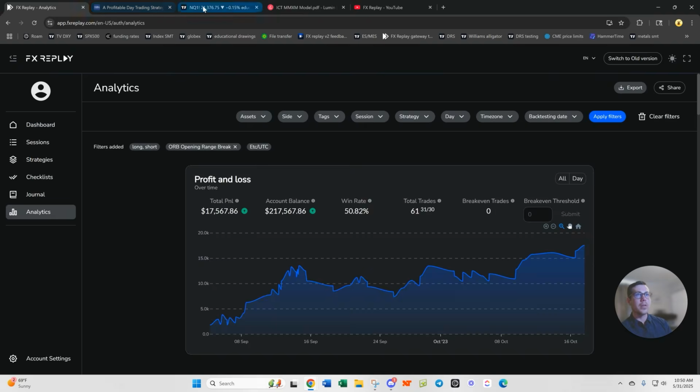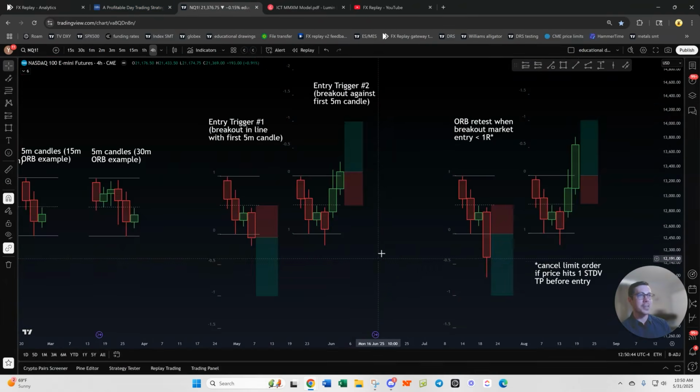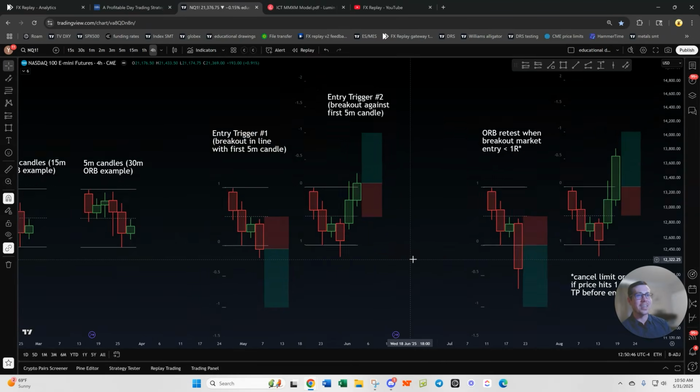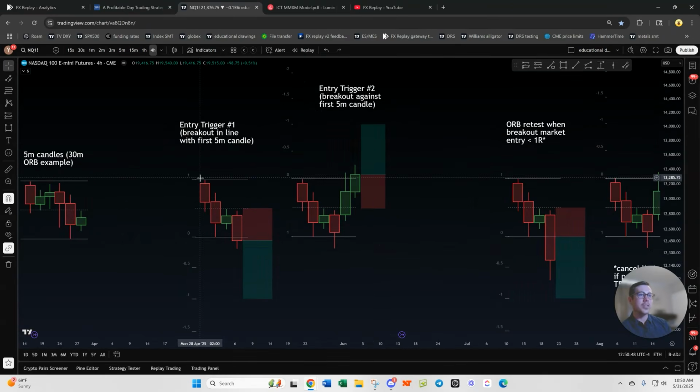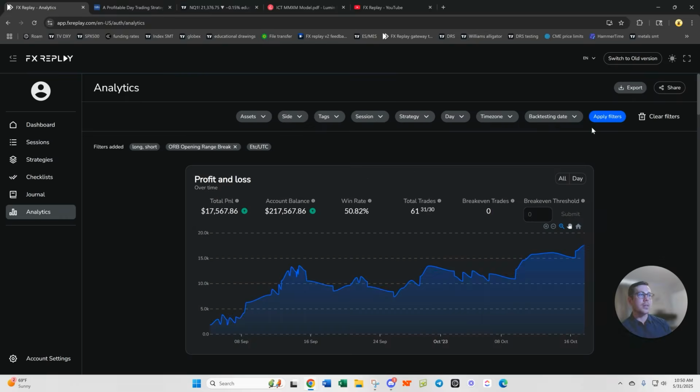So again, going back to our makeshift strategy PDF. I'll have the PDF for you guys a little later. So we recorded entry trigger 1 if the breakout was in line with the first 5-minute candle, and entry trigger 2 if it was against that first candle. So let's see if our thesis is right that the entry trigger 1 had a higher win rate.